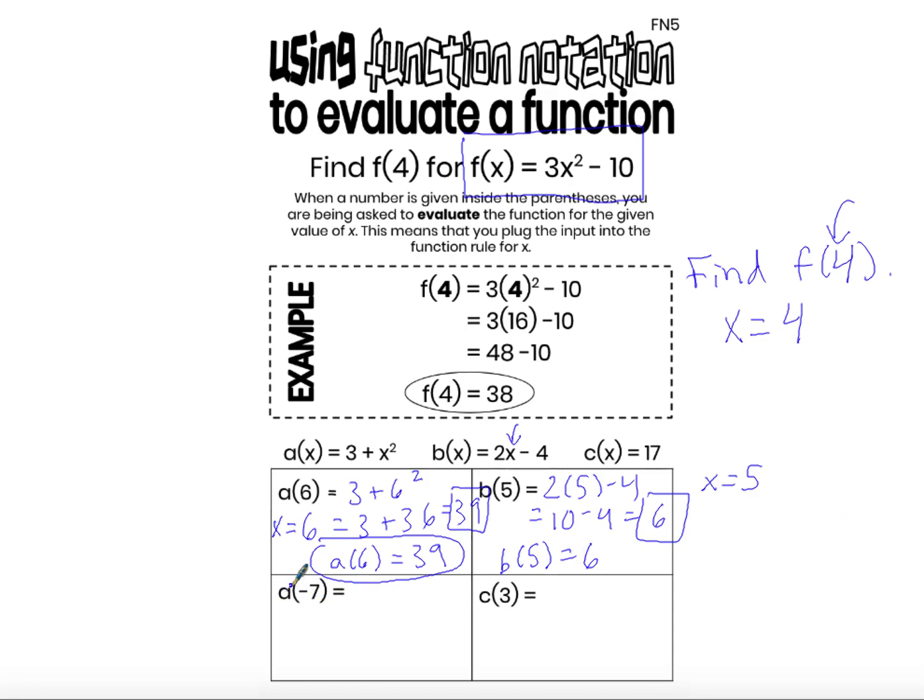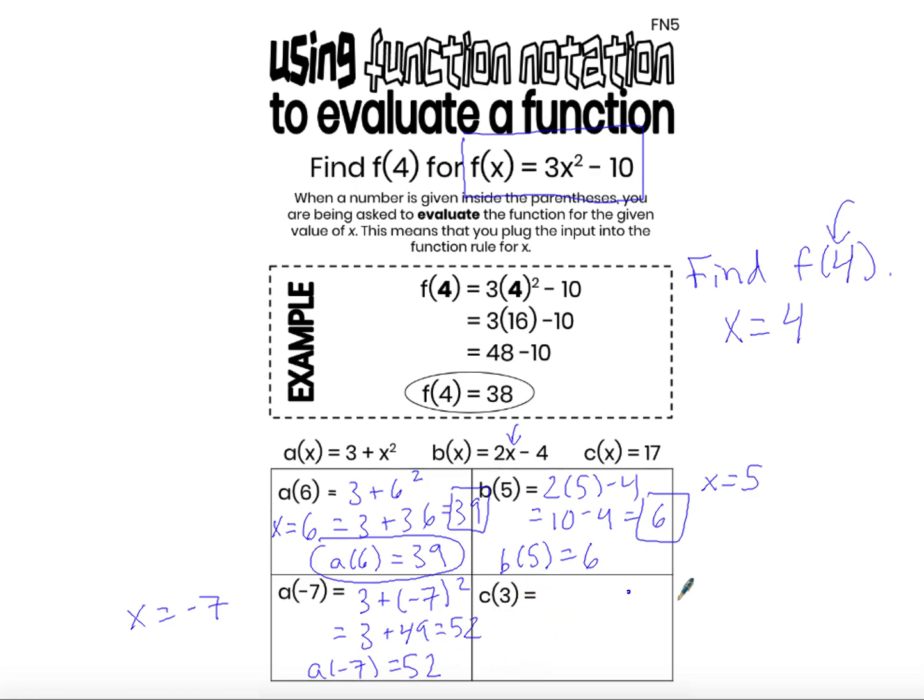Still going here, a of negative 7. This is a great example to have because this is a really common place to make a mistake when I have an exponent and a negative value of x. So x is negative 7. A of negative 7 is 3 plus negative 7 squared, which is not negative 49. Negative 7 times negative 7 is positive 49. That means my final output, my output of the function a given an input of negative 7, is 52. So a of negative 7 equals 52.